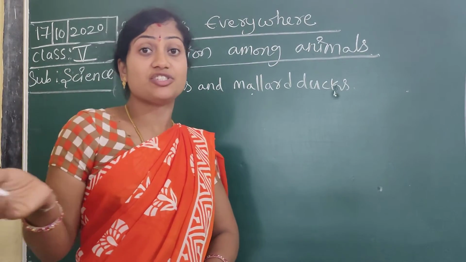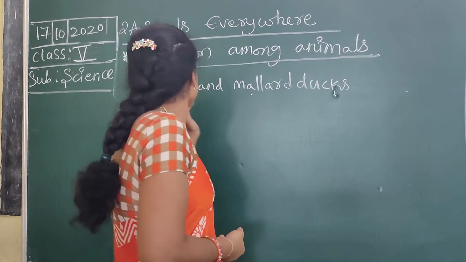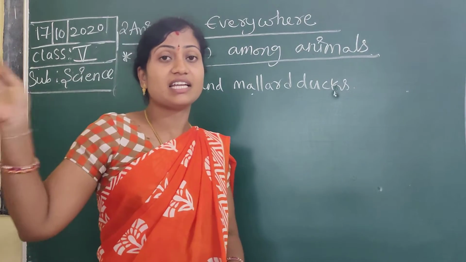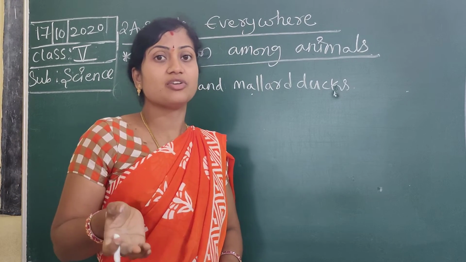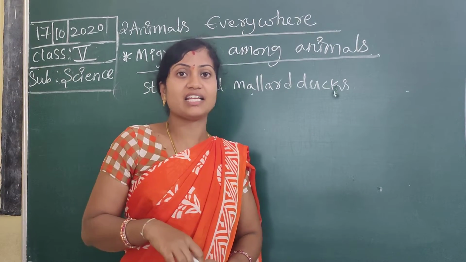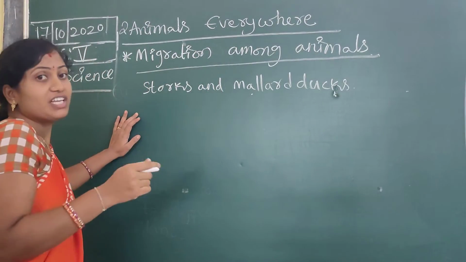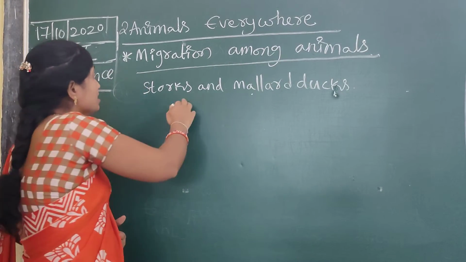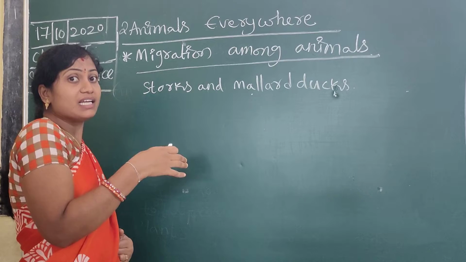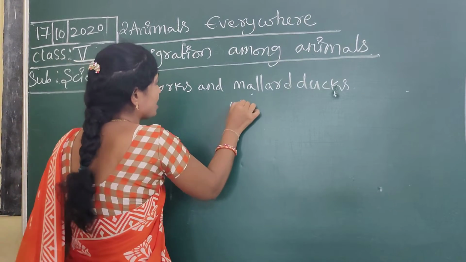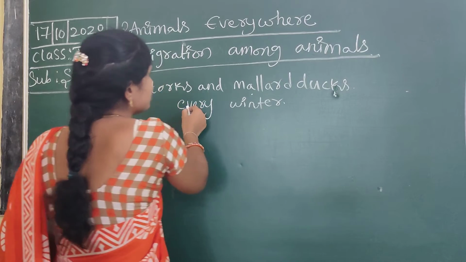They can travel from other countries to come to our country, India, in the winter season. These storks and mallard ducks travel from other countries, and these birds come to India in the winter season only. They can travel so many months in the sky. So every year in the winter season, these storks and mallard ducks come, and they return from our country afterwards. Every winter season, okay.